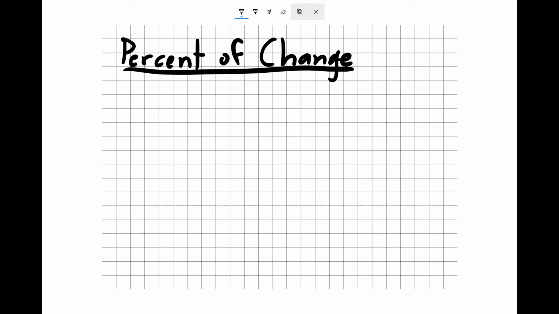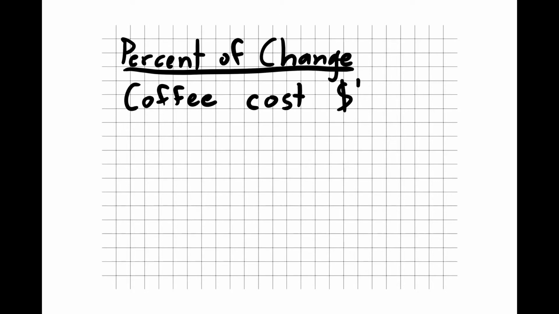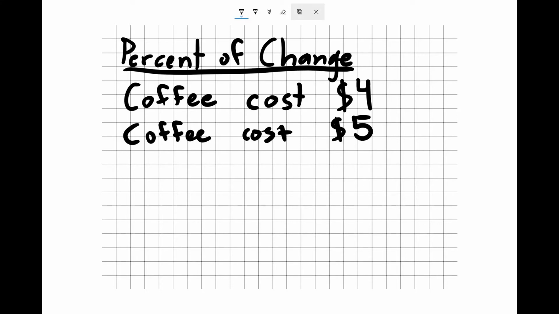Let's say, for example, that you go to a coffee shop, right? And you had a coffee cup, and it cost you $4. Okay? And you continue to go, and then one day suddenly, that same cup of coffee now costs $5.